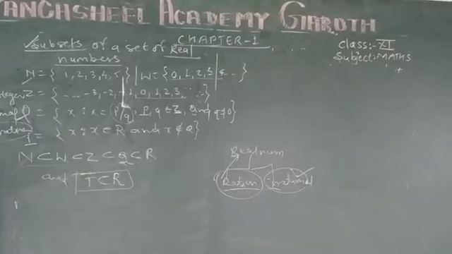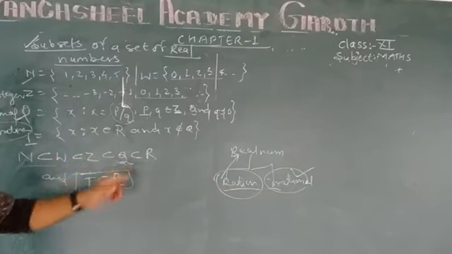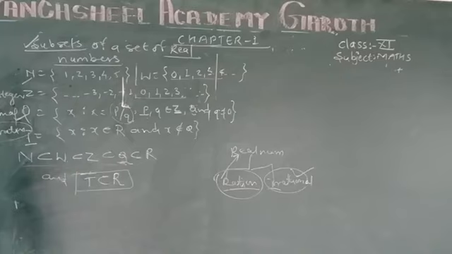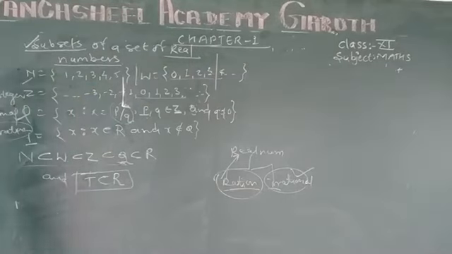So, by the above conclusion, we can say that natural is a subset of whole, which is a subset of integers. Integer is a subset of rational numbers, and rational is a subset of real, whereas the irrational is also a subset of real numbers, because every irrational number is also a member of the real numbers.